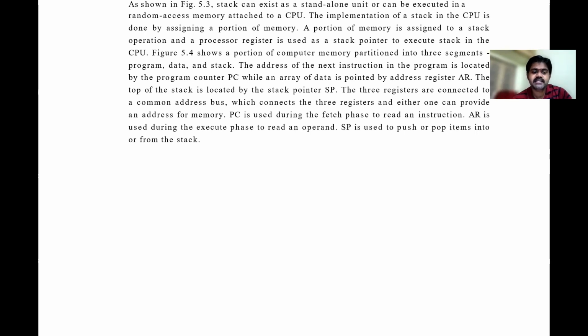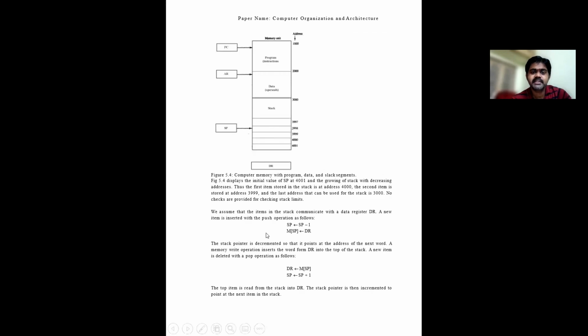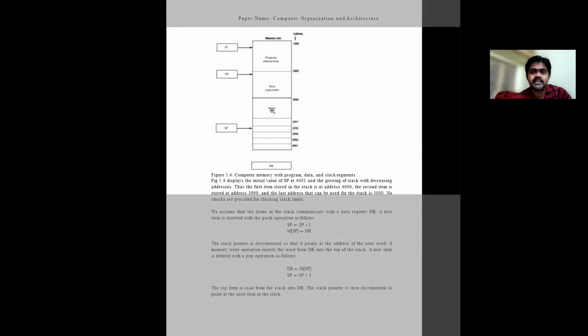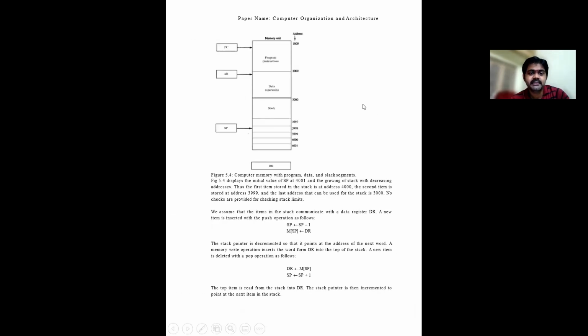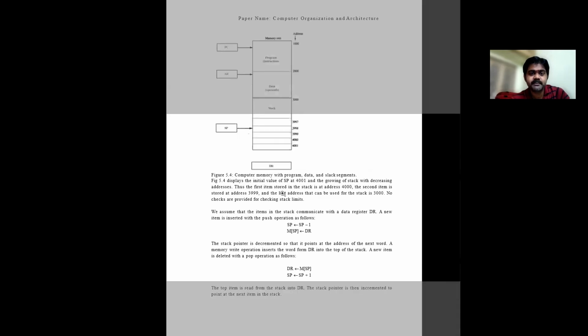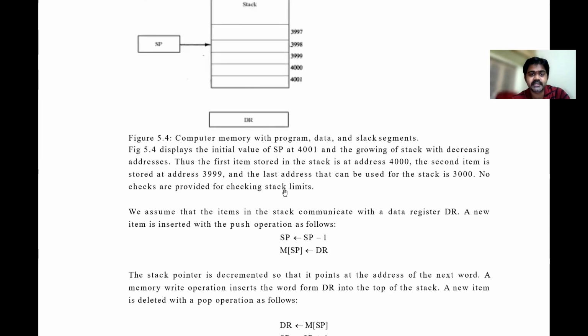If you see this example, this is the memory unit and this is the address. The stack pointer initially points to address 4001. Next, as items are pushed, the stack pointer keeps changing. Here the initial value of the stack pointer is 4001 and the stack grows with decreasing addresses. You can see the address is decreasing. So that's the basic importance of this memory register.